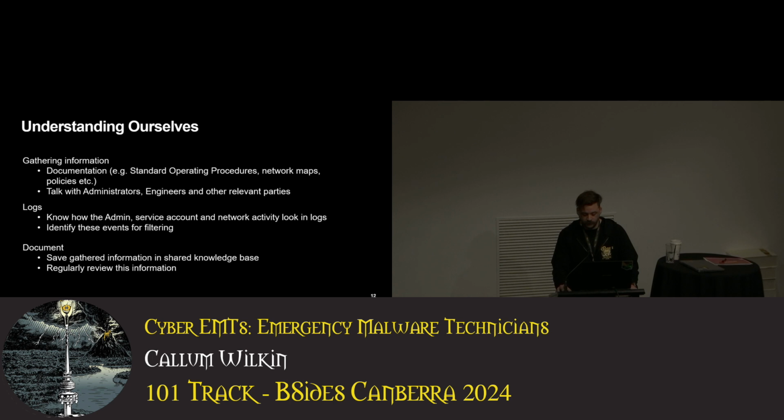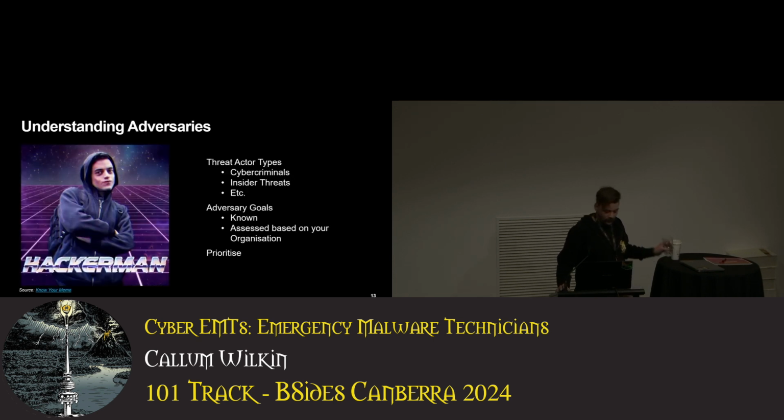Finally, we need to document all of these insights in a shared knowledge base. This helps the entire team to distinguish the false from true positives during investigations. However, we should regularly review this information to keep it accurate and relevant, as environments change over time, and working from old information can be more detrimental than no information at all.